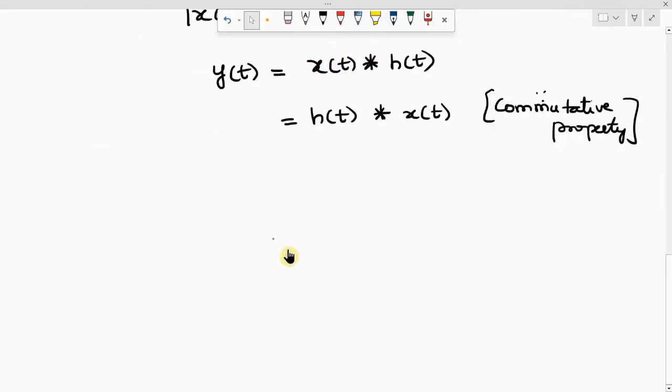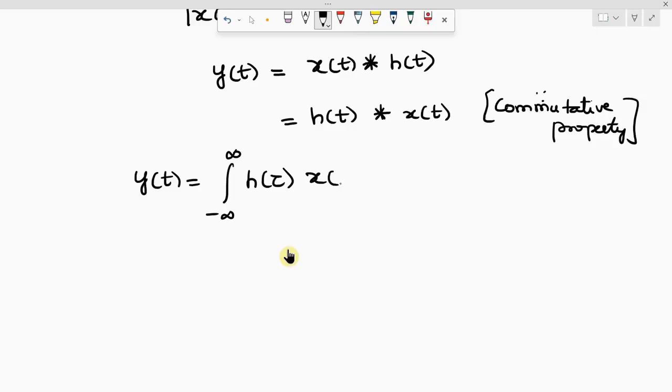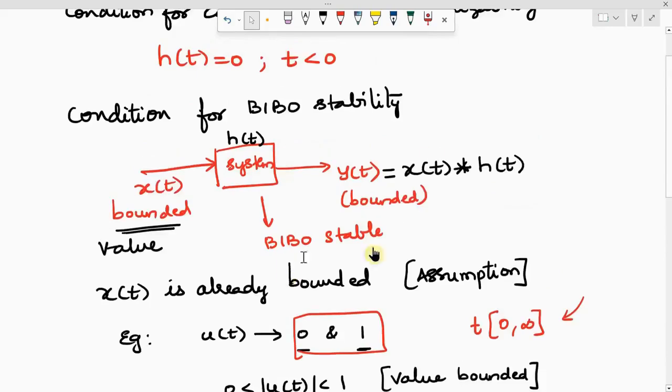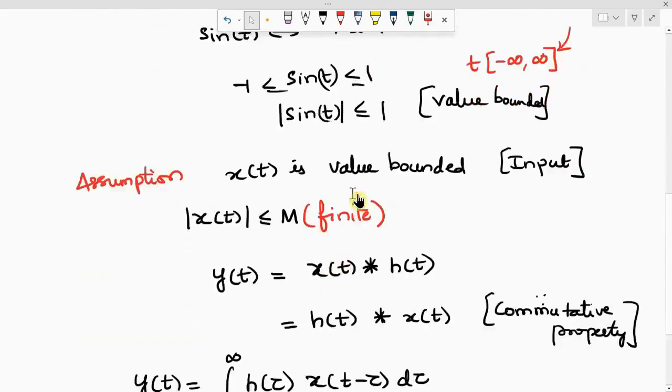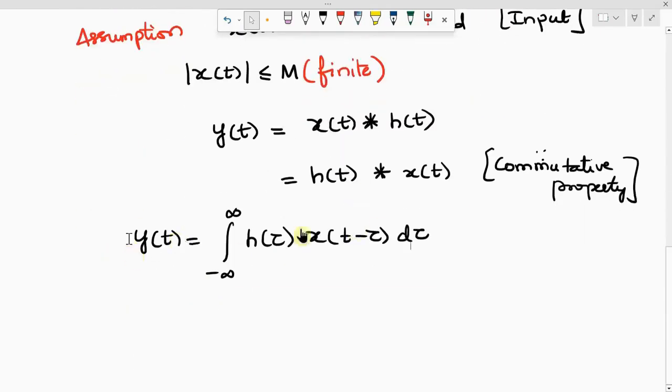Now, can you please tell me y of t now? Integral from minus infinity to infinity of h of tau x of t minus tau d tau. Is this clear which I have told now? Yes, sir. Okay. So when can I say that the system is satisfying behavioral stability? Only when y of t is bounded. X of t bounded is already assumed. If you can check for the boundedness of y of t and it satisfies, then we can say that the system is BIBO stable. So now I need to check for the boundedness of this y of t.